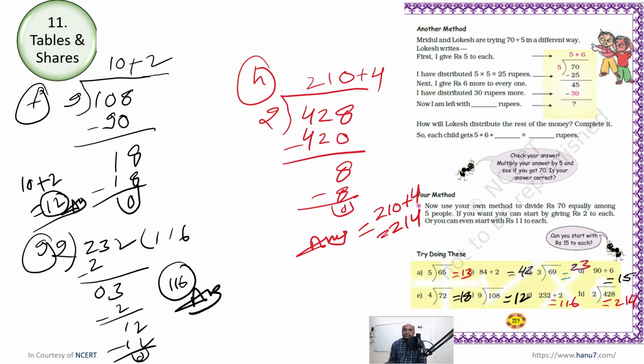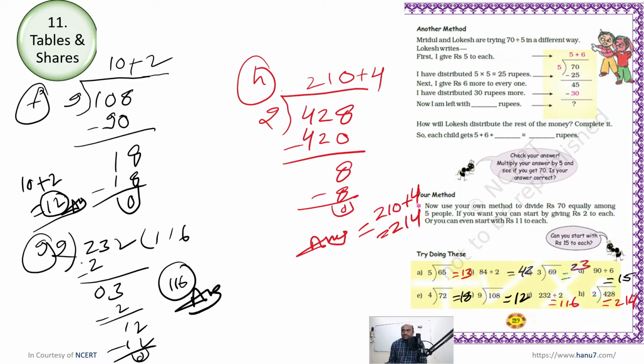If you want, you can calculate as suggested in the textbook in the previous part. 12 into 9 will become exactly 108. So if you want, you can try that.